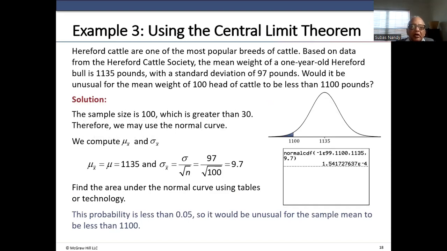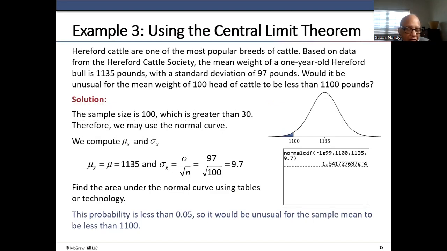Based on the data from Hereford cattle, the mean weight of a 1-year-old Hereford bull is 1135. Population standard deviation is 97 pounds. What would be unusual for the mean weight of 100 head? You're drawing a sample of size 100, less than 1100. So we want to find the area to the left of sample mean 1100.